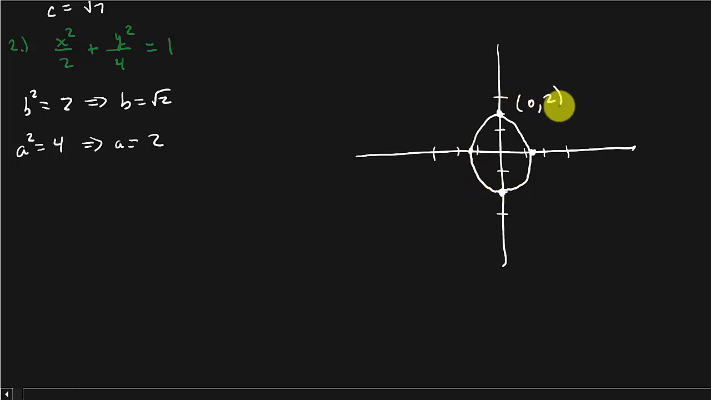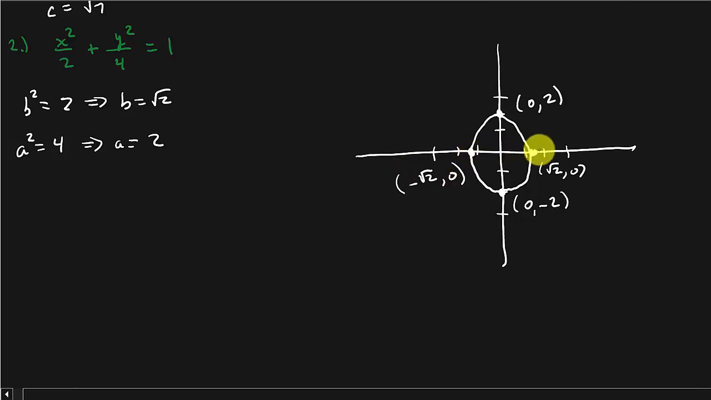And so this is going to be 0, 2, right? Because we went up 2, see? A squared is underneath y squared. This is 0, negative 2. And then this is square root of 2, 0. This is negative square root of 2, 0 for this point.